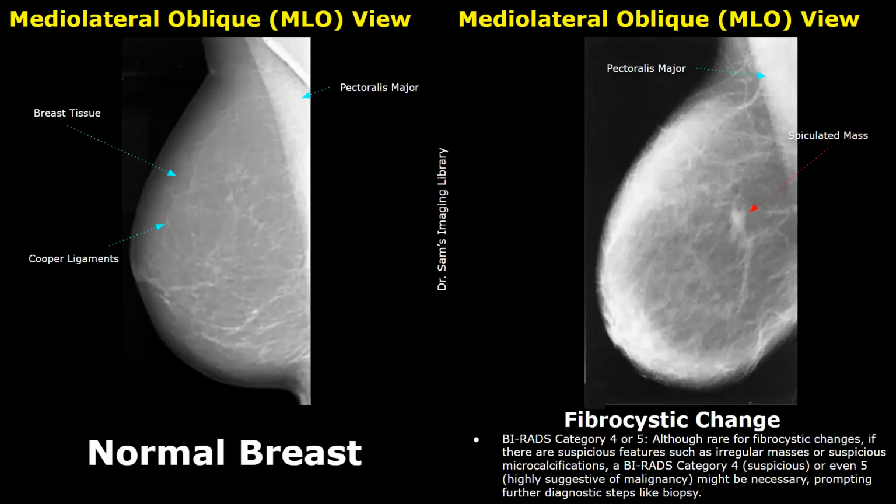In this image, this was a fibrocystic change, but it appeared as a spiculated mass. This mass has irregular borders. So this type of feature is a suspicious feature. Also, if there are some microcalcifications, it is better to have further evaluation. So these types of features are given BI-RADS 4 or even 5. In BI-RADS 4 and 5 lesions, biopsy is recommended.